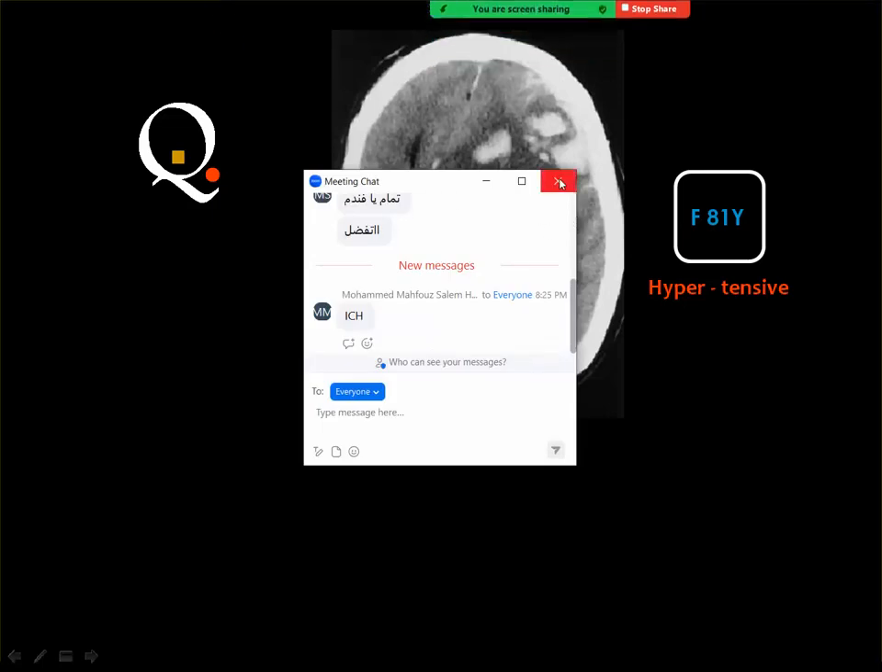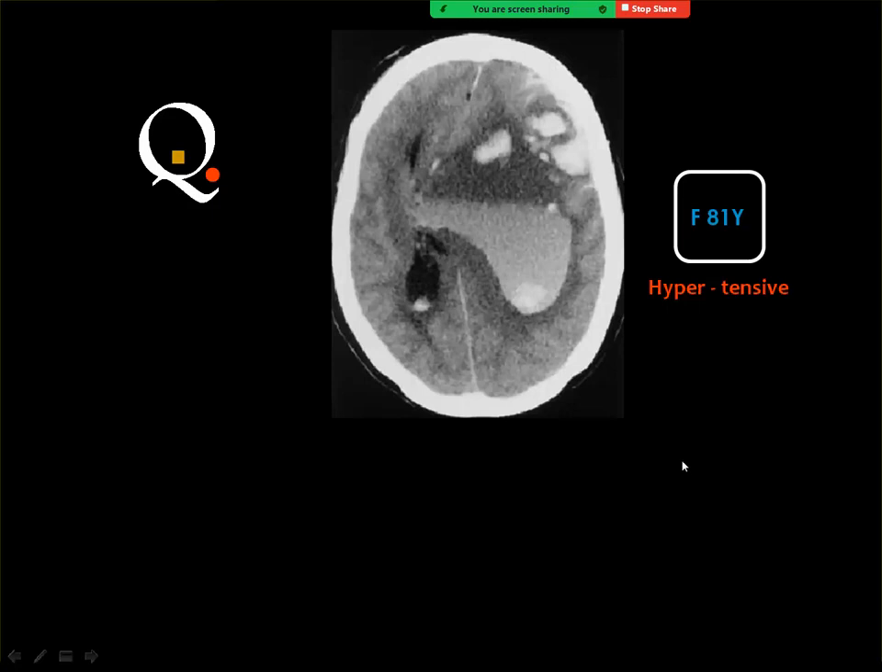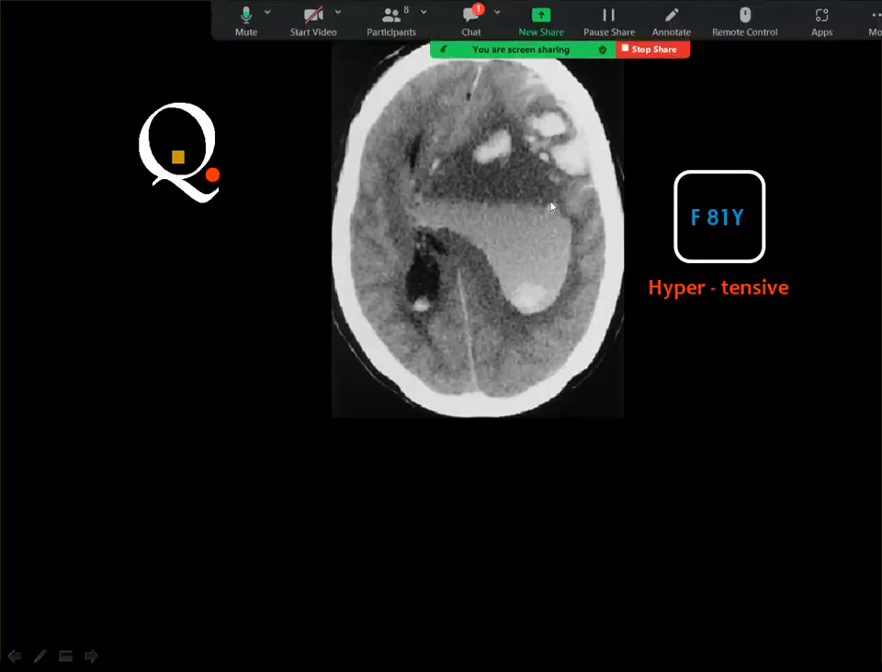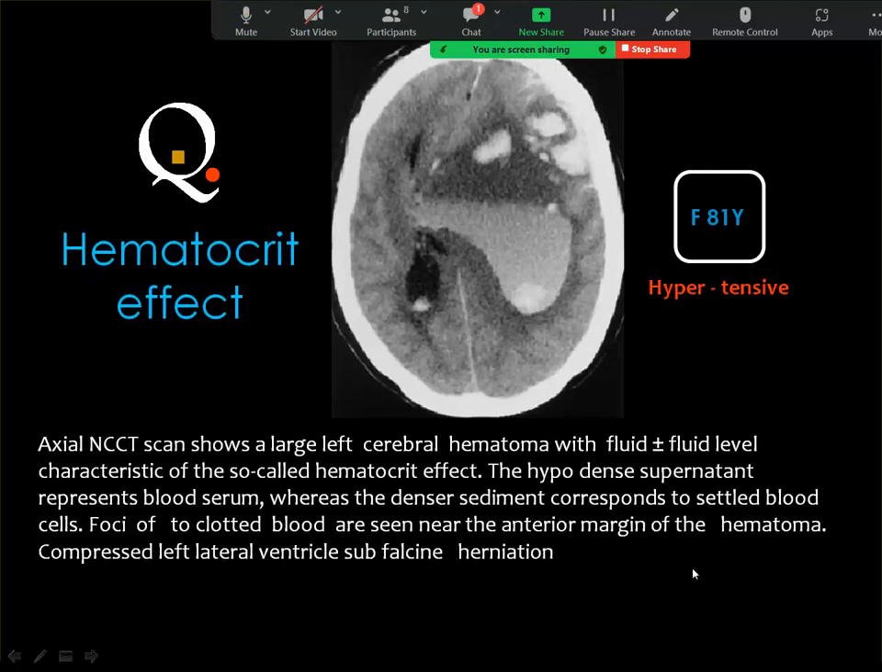Okay, and then the answer is right, and this is an intracranial hemorrhage. But there is a unique feature in this particular case where you got what's known as the sedimentation level. This can occur in the huge type of hematoma, where you got some sedimentation of the blood, and this will appear as this fluid level, as you can see.